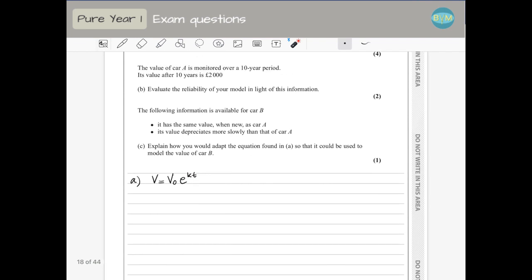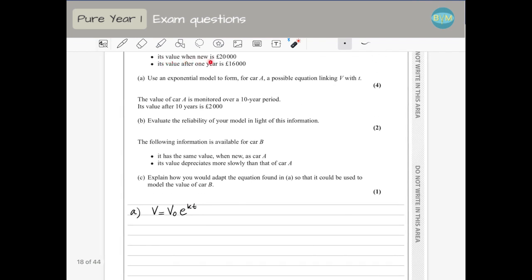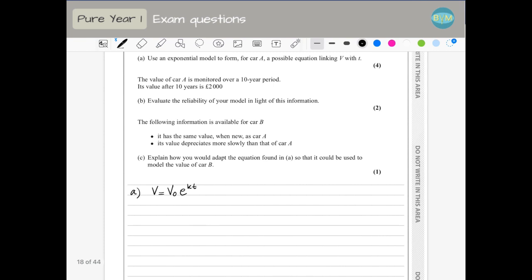So it says the value when it's new is £20,000. So when t is 0, V is going to be £20,000. So if I substitute here in my model, I have that when t is 0, this is going to be 1 because e to the power of 0. So V, which is £20,000, is going to be equal to V0. Yeah, that's why I say this is always going to be the initial value. So I found V0. And then I'm going to find K.